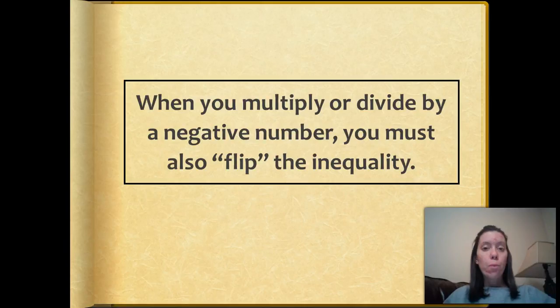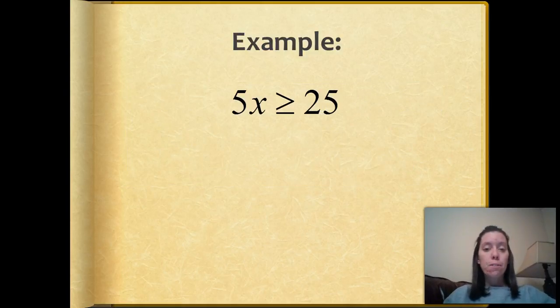So there are 4 one-step inequalities on your guided notes sheet. I want you to solve each one of those and see if you can figure out when to flip the inequality and when not to. The first one is 5x is greater than or equal to 25. To solve this, we would divide both sides by 5. And since we're dividing by 5, not a negative number, we do not need to flip the inequality. So your answer would be x is greater than or equal to 5.